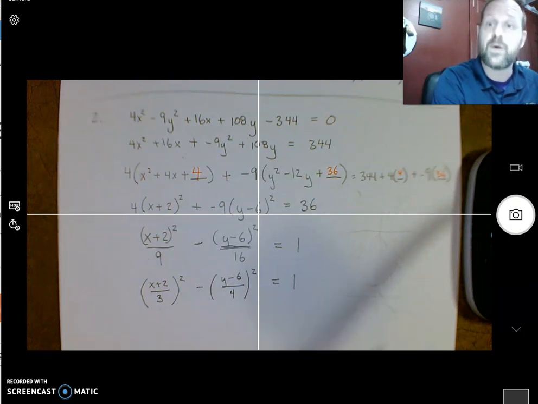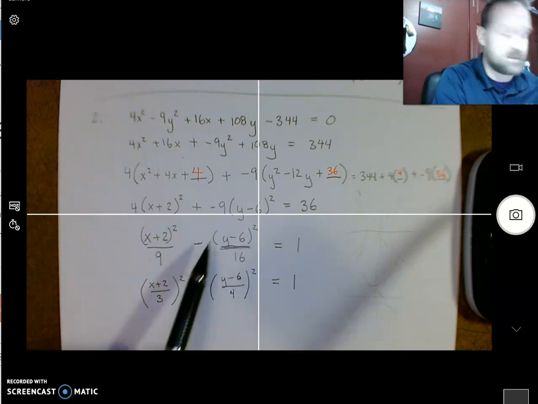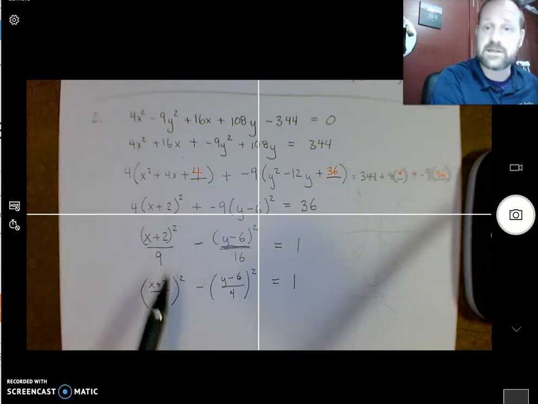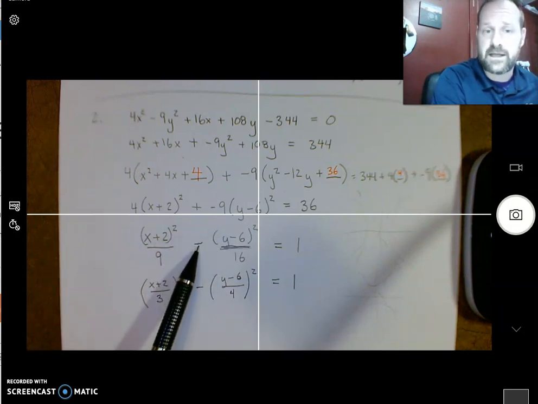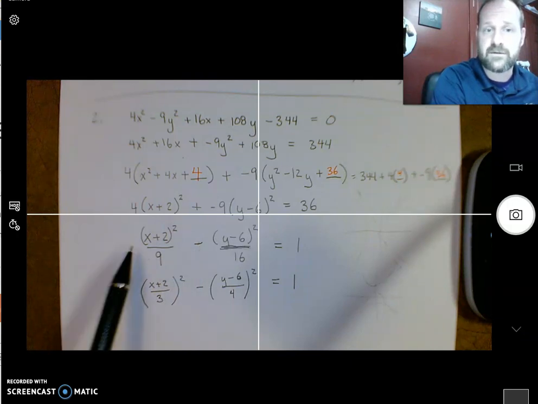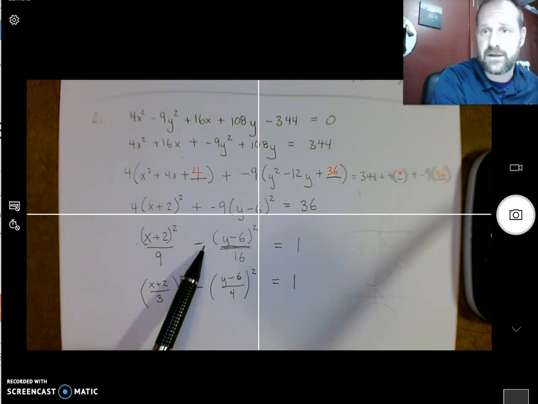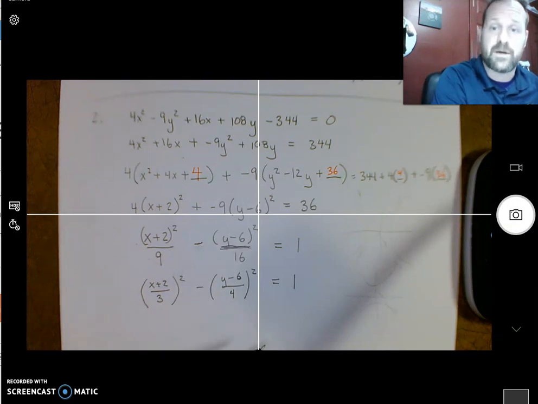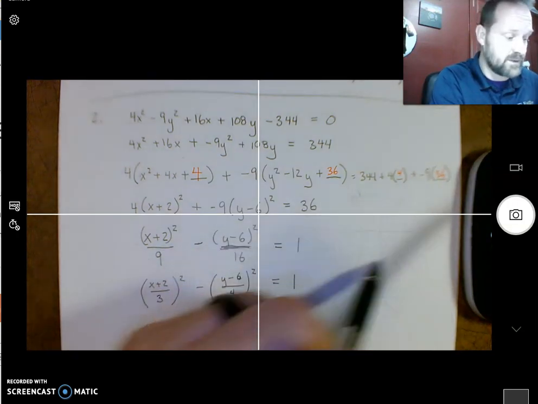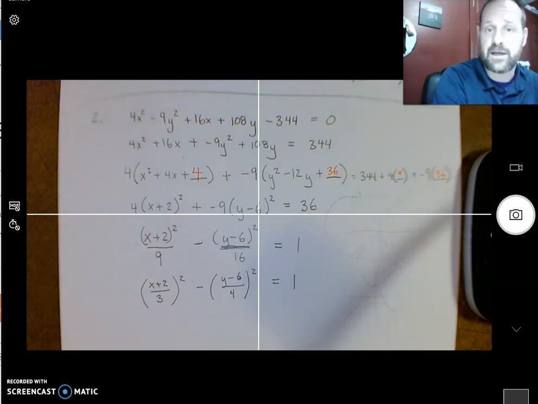That's easy. Whichever one's positive. So they have to be different signs. This one's negative, and x is positive. So we know that it opens in the x direction. If the reverse were true, say it was negative here and positive here, then it would open in the y direction. So that's pretty easy. This one is going to look like that. It's going to open in the x direction.